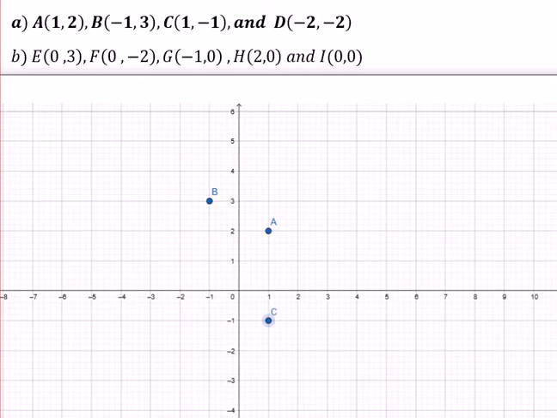Then finally we have the point D. So we have to go negative 2 to the left and negative 2 downward. So it will give negative 2, negative 2. Which means that this will be the location of the point D.